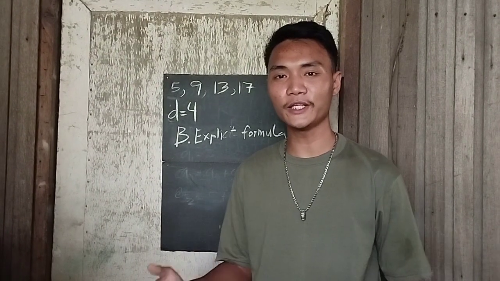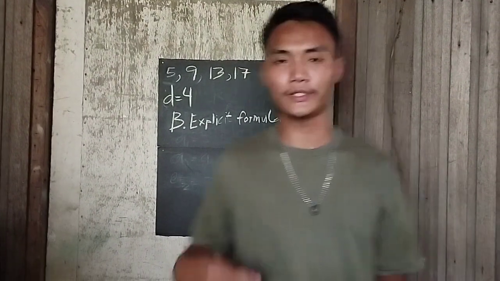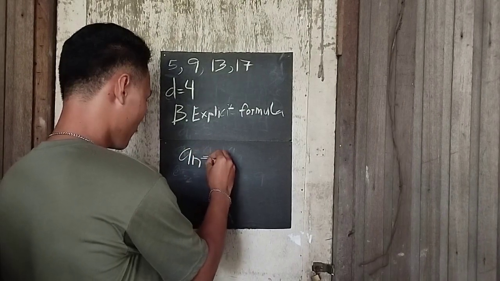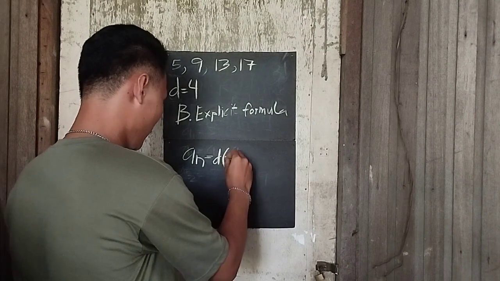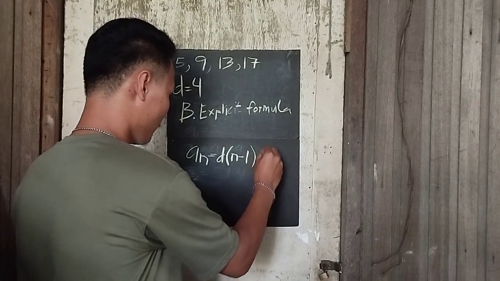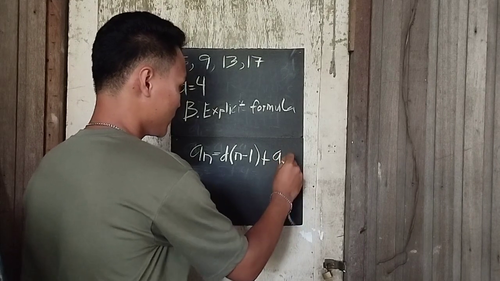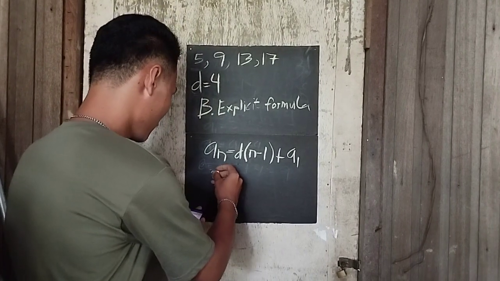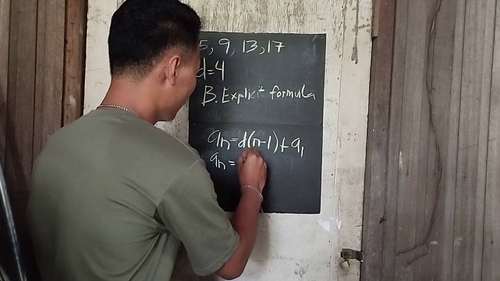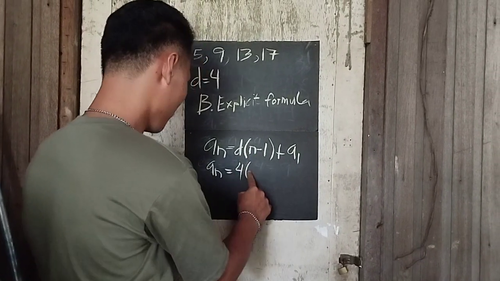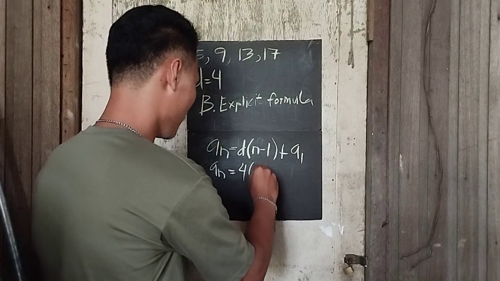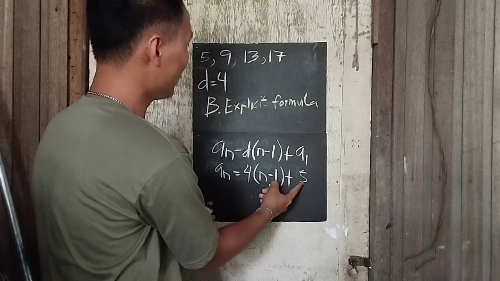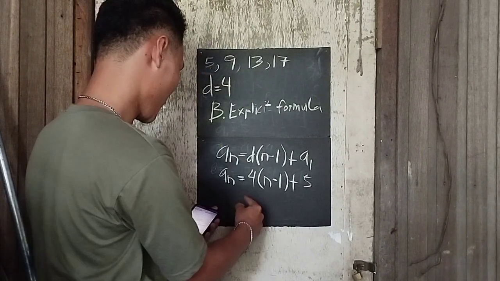Moving forward, the explicit formula of an arithmetic sequence is a sub n is equal to d times the quantity n minus 1 plus a sub 1. So, since our d is 4, a sub n is equal to 4 times the quantity n minus 1 plus 5. And 5 is the first term, right?